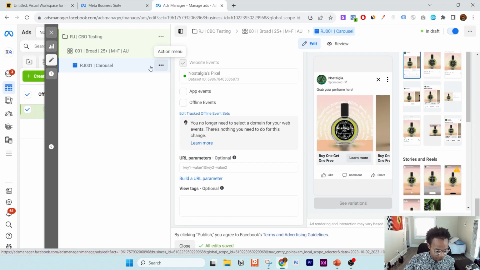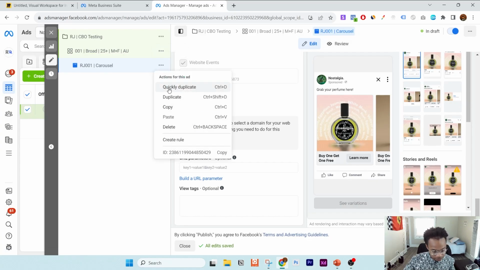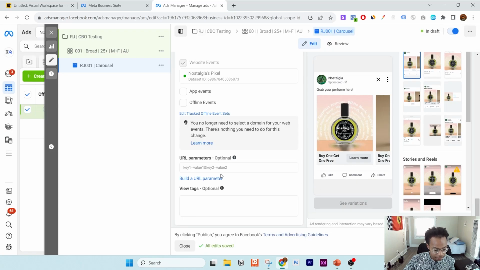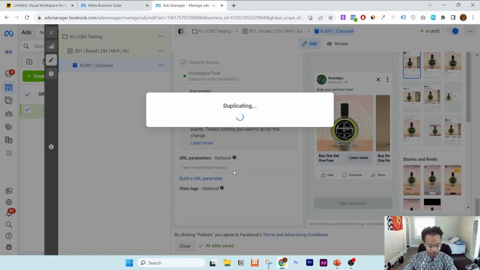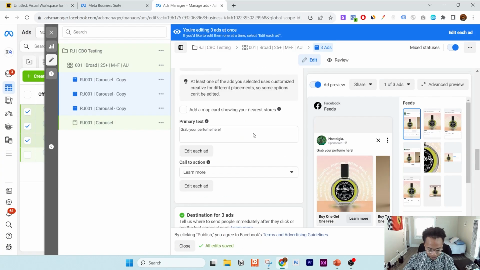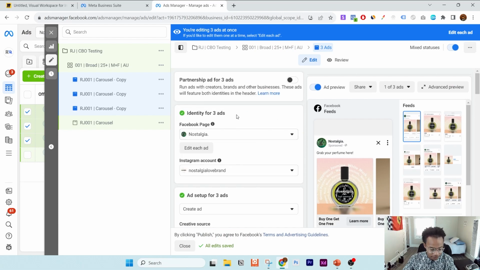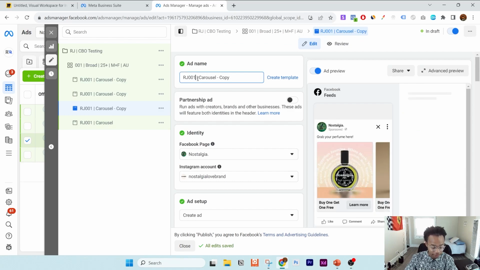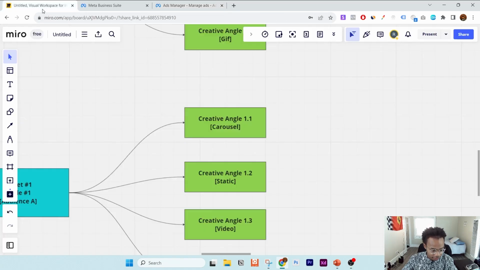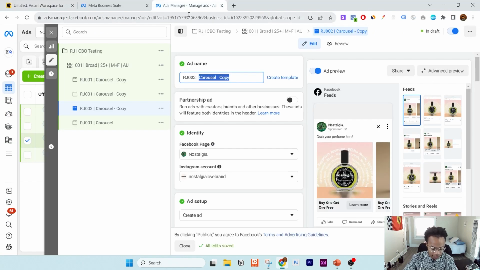Okay, so now we have our carousel. Now what we're going to do is we're going to duplicate this. And I said 4 different ads, so we're going to make this 3 different copies. Right. And now you're just going to repeat the same thing for these, right? Except you're going to change the creative name. So this is going to be RJ002. Let's see what was over here. Static. So I like to just put an image.